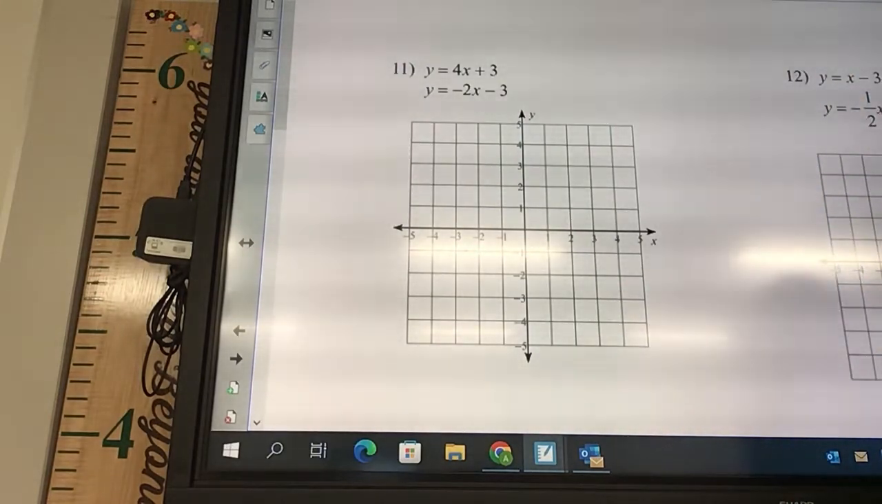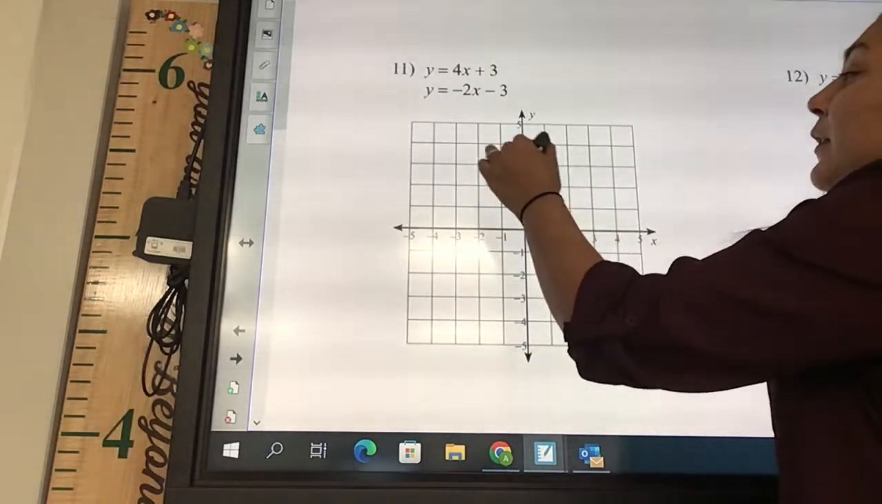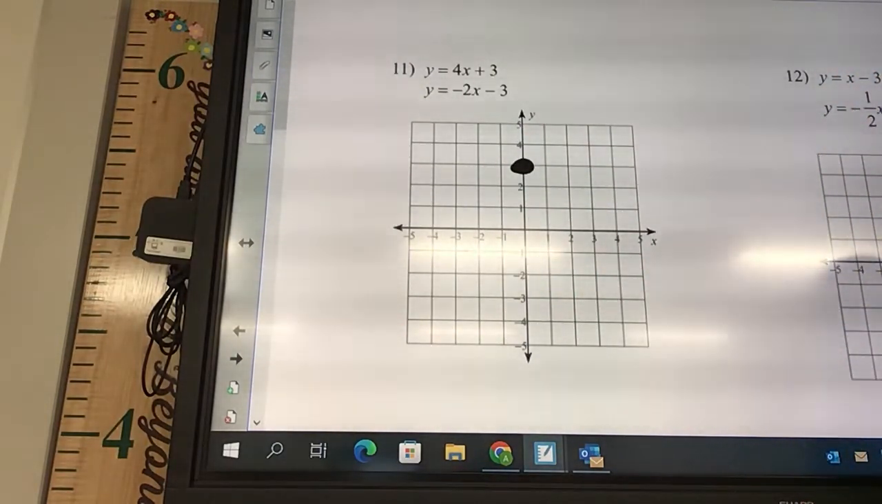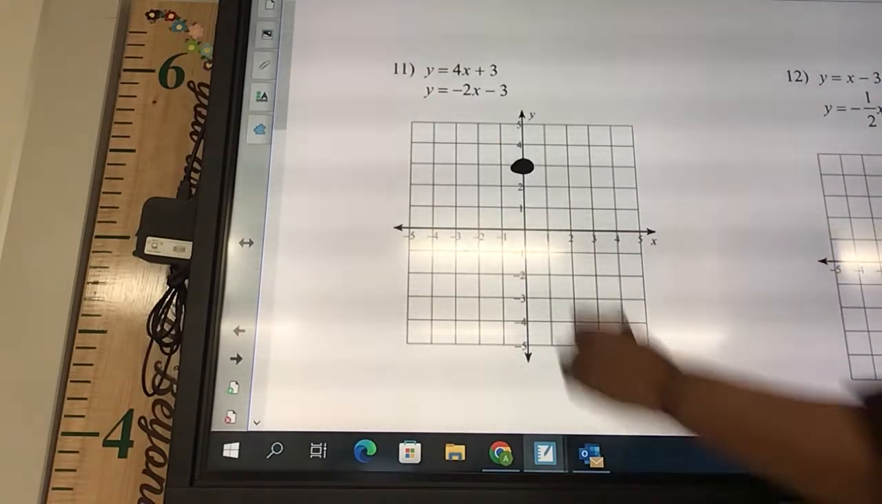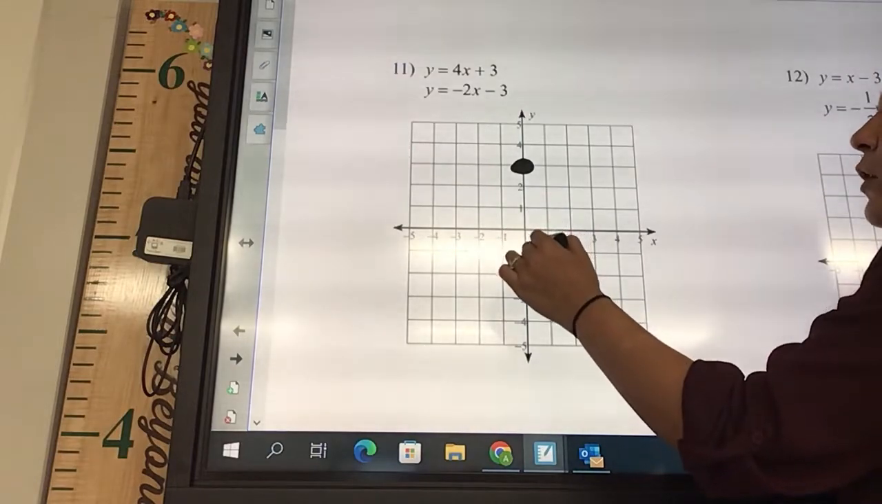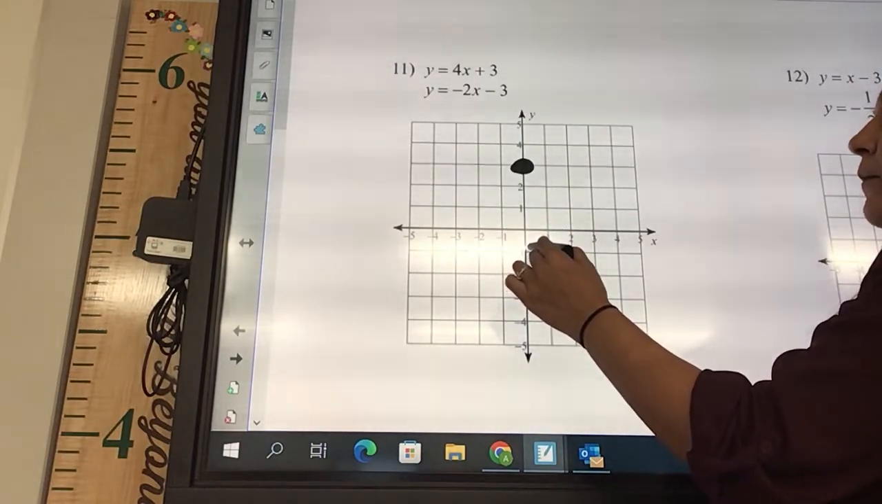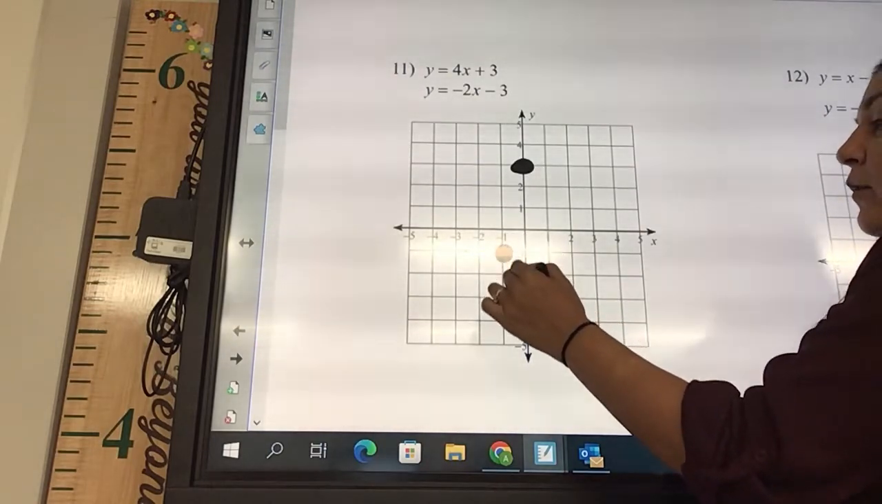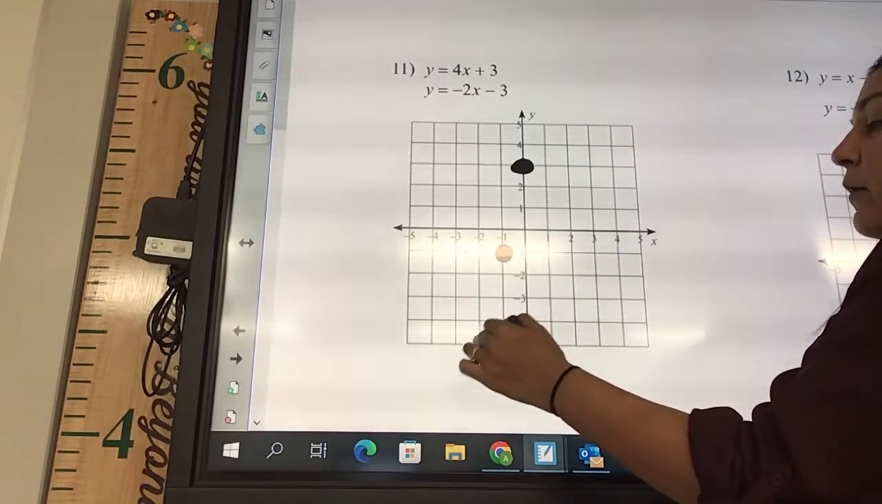Okay, 11. Where does that graph start? 3. What is my slope? 4. Okay, can I go up 4? No, you've got to go down. We're going to go down 4. 1, 2, 3, 1, 2, 3, 4. Over 1. Which way? To the left. Positive. 1, 2, 3, 4. Over 1.